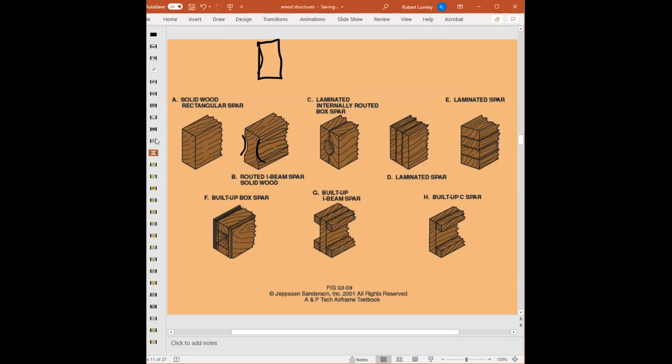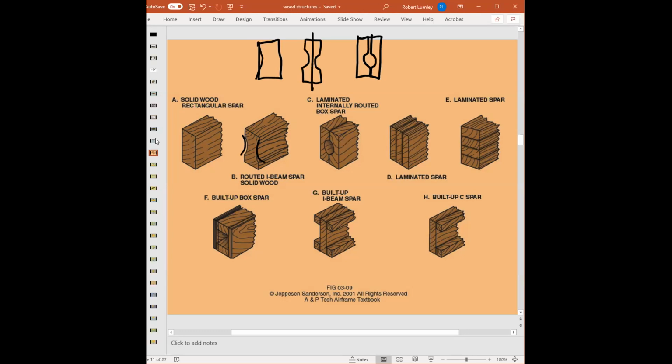They routed it to reduce weight. Then they cut it in half and they glue it back together. So the routed out area is in the center. Now you might say, what in the hell? Why in the hell would they do that? Well, once again, to reduce weight. But in many cases, we need flat surfaces so that we can glue other things to it.